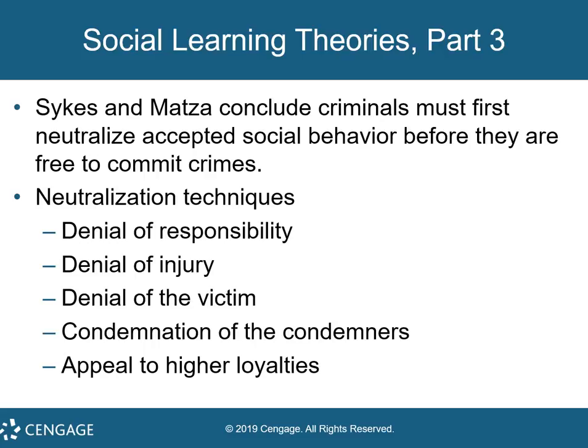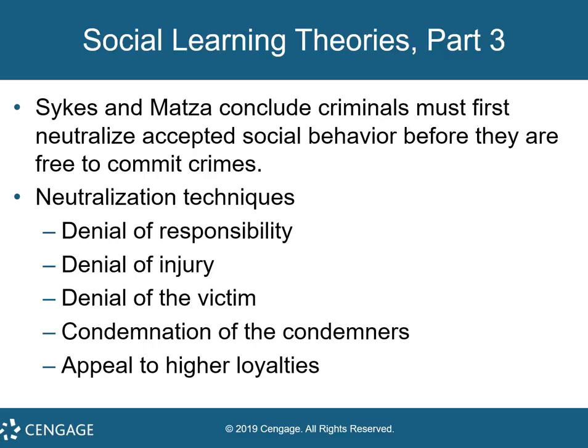So Sykes and Matza also conclude that criminals must first neutralize accepted social values before they're free to commit crimes. They do so by learning a set of techniques that allow them to counteract the moral dilemma posed by illegal behavior. Through their research, Sykes and Matza have identified the following techniques of neutralization, and how these people mitigate it. The first one is denial of responsibility. Young offenders sometimes claim that their unlawful acts are not their fault.